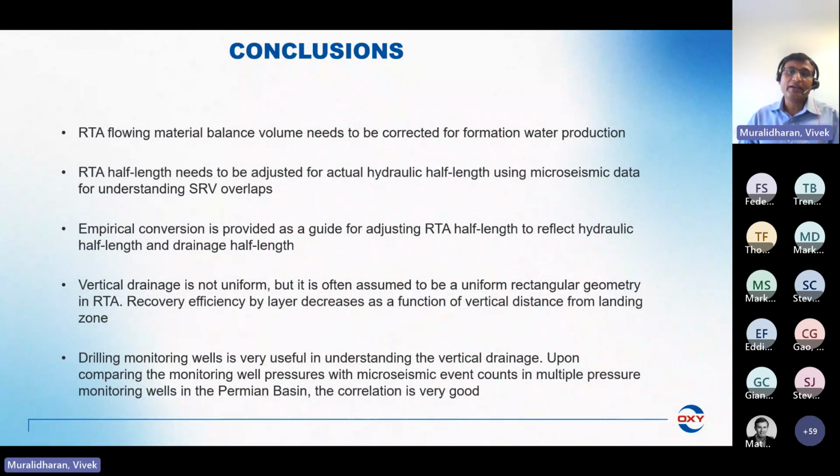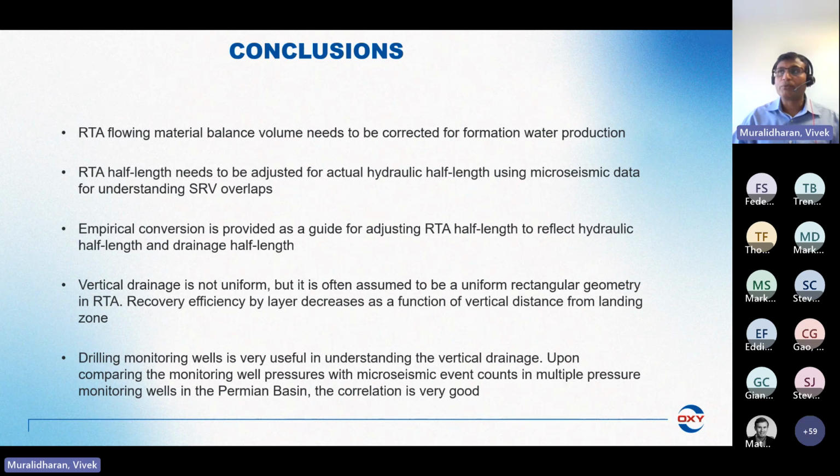If you have other diagnostic data where you can calibrate the half-lengths and the height, you can use any kind of diagnostic data, because all you have is the RTA half-length and something to go with the reality. So again, here, we provided an empirical conversion as a guide to adjust this RTA half-length to reflect the hydraulic half-length.